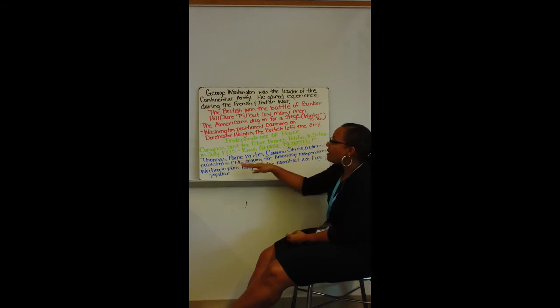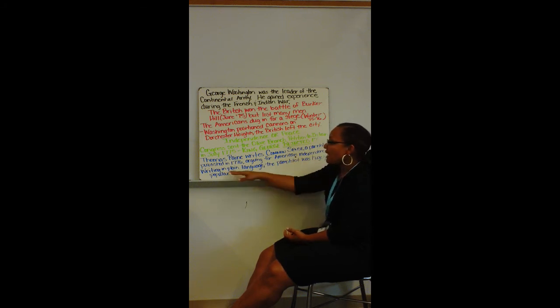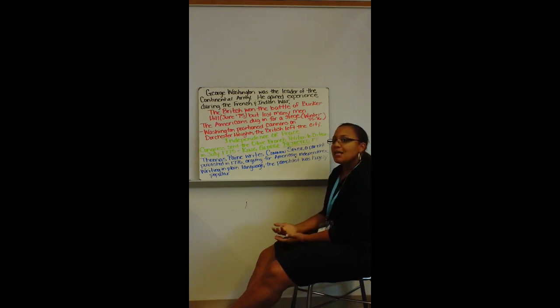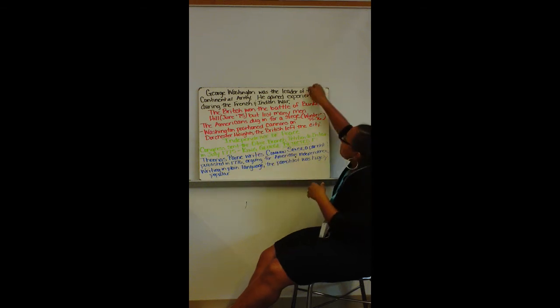And Thomas Paine is going to write Common Sense. It's a pamphlet, P-A-M-P-H-L-E-T, published in 1776, arguing for American independence. Writing in plain language, the pamphlet was hugely popular. And he was basically saying it didn't make any sense for this small country on one side of the world to rule over 13 colonies on the other side of the Atlantic Ocean. He was like, just break away.